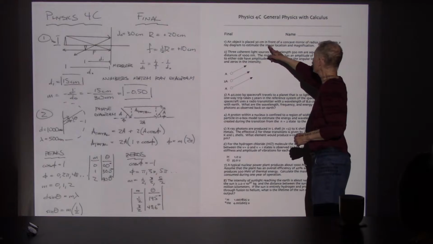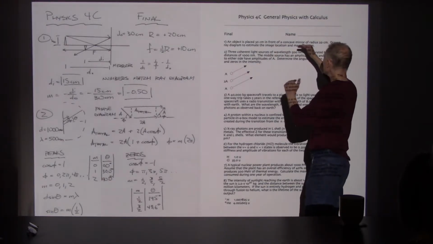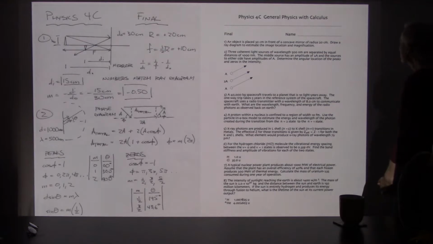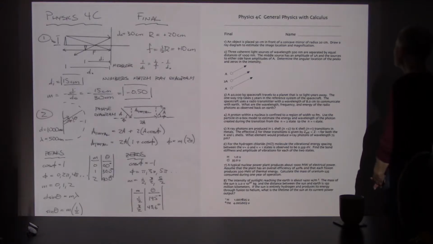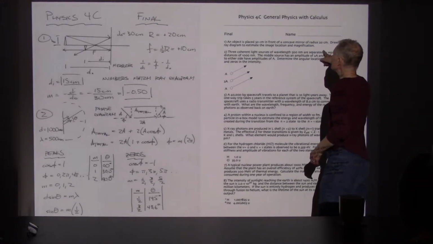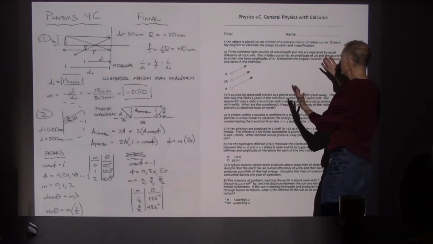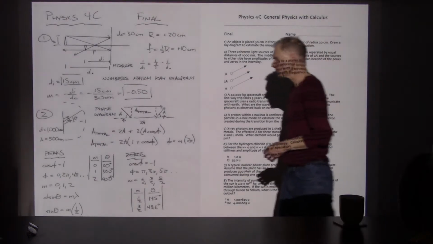So it says that we have an object 30 centimeters in front of a concave mirror. Oh my gosh, a concave mirror. When's the last time we spoke those words? That was many, many weeks ago. And that mirror has a radius of 20 centimeters. Draw a ray diagram to estimate the image location and magnification.